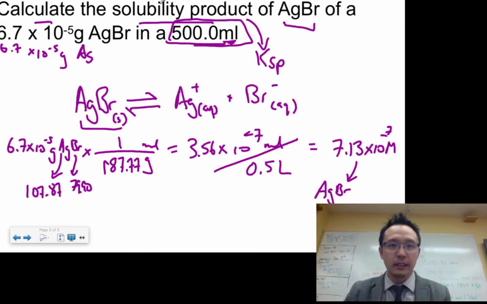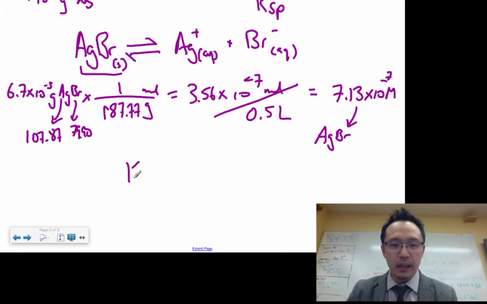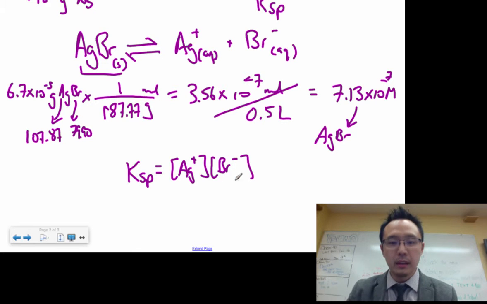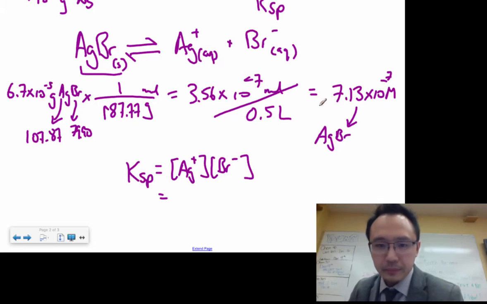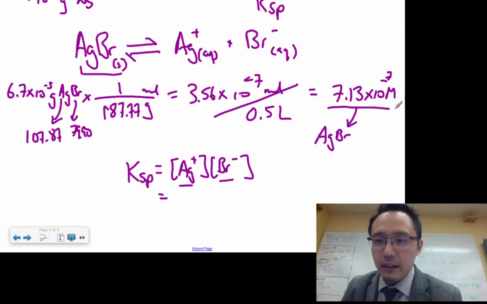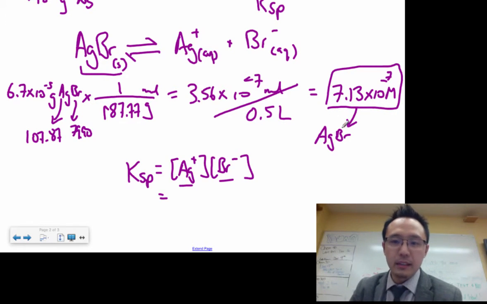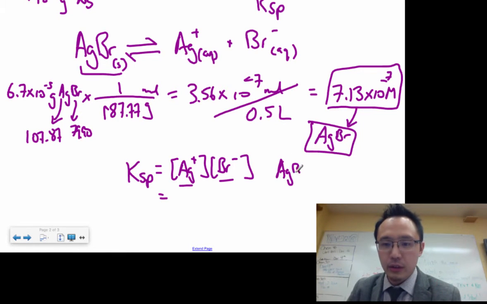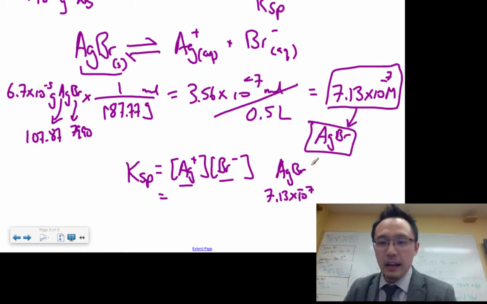So how do we calculate the entire KSP? So let's go and move down a little bit. So remember, KSP is going to be my ion concentration, my silver, multiplied by bromine, but we don't have any of these concentrations yet. So where do we get the concentration of my ions? Since we calculated this molarity, this represents the concentration of AgBr, right? So then that means that if we look at the equation, AgBr, this is 7.13 times 10 to the negative 7. And this will dissociate into my Ag plus and Br minus.